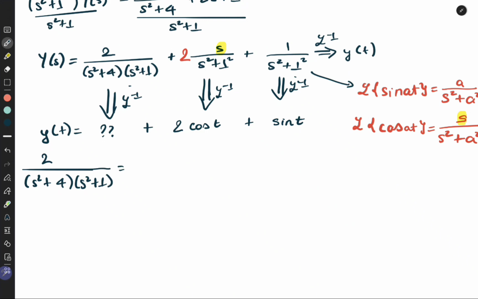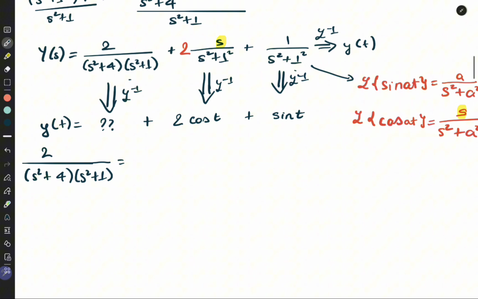Okay, I know that in order to find the inverse Laplace, I have to split them out, to break it down into small chunks where I can find the formula in the handout. That process of breaking it down is called partial decomposition.